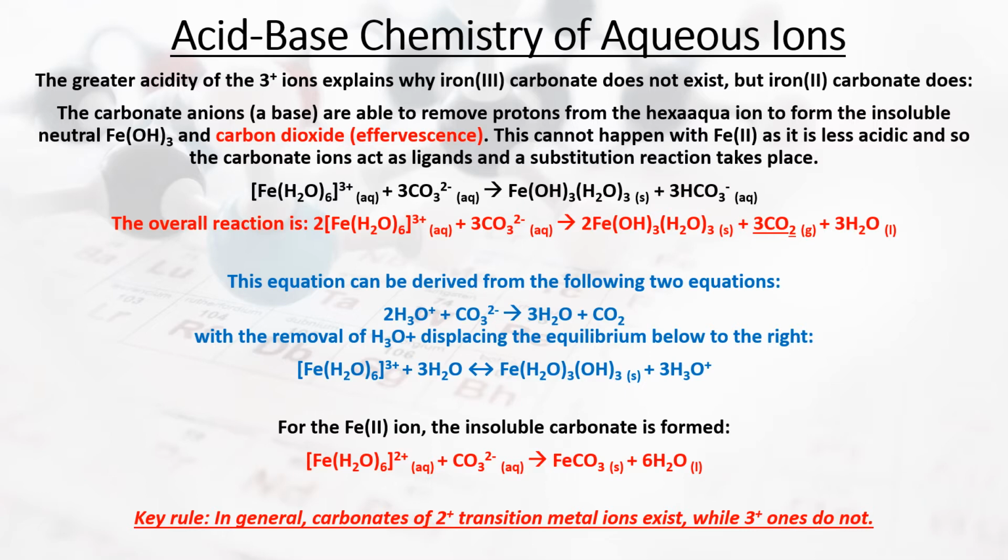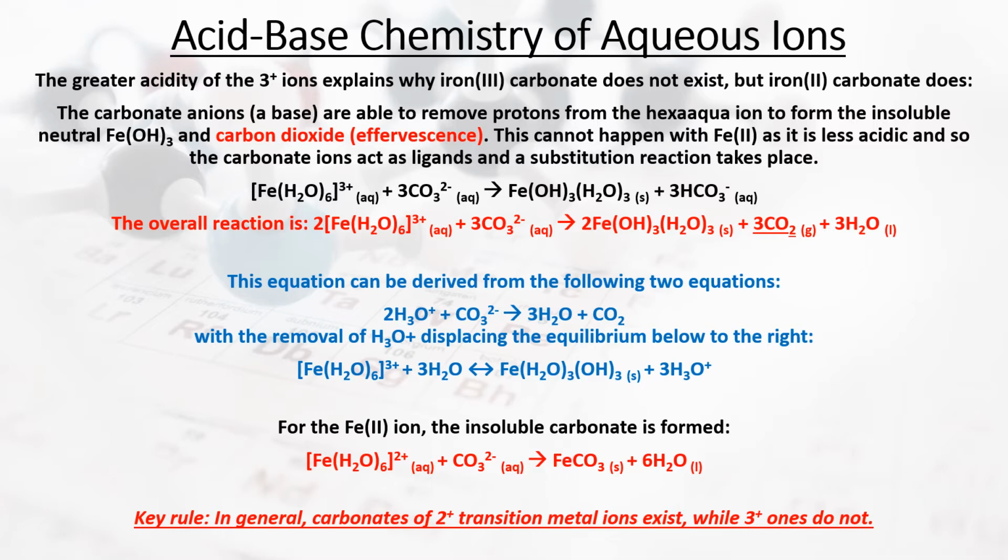If you write our overall equation, it looks quite similar. The key thing, though, is that we form CO2 and water. So we take 2 of those, react with CO3 2-, our carbonate anions. It produces the insoluble hydroxide precipitate, 3 lots of carbon dioxide, and 3 lots of water. And you can see that if you broke down the HCO3-, you can end up making CO2 and H2O. Key thing, though, is that you see effervescence, you see the CO2 gas being given off.